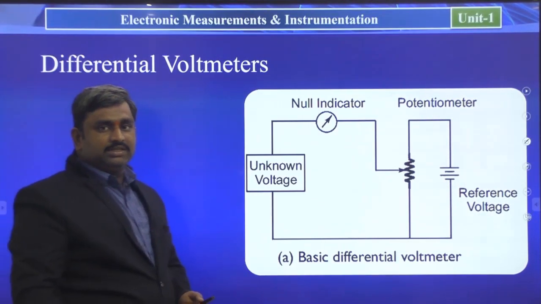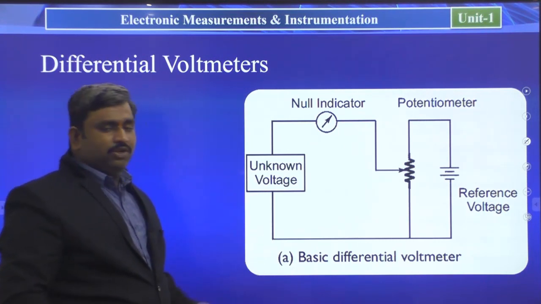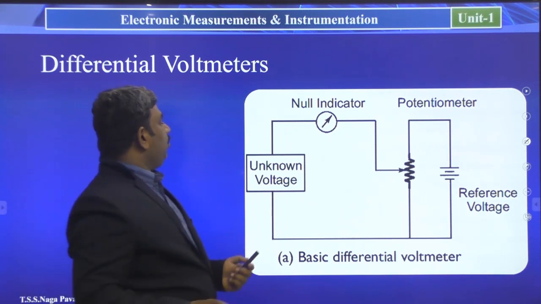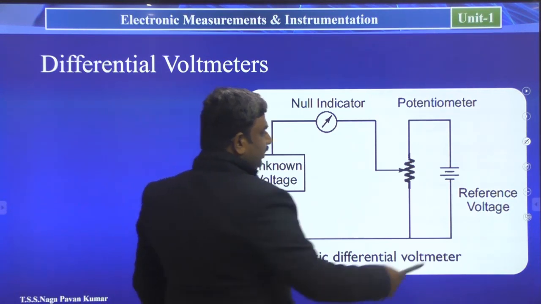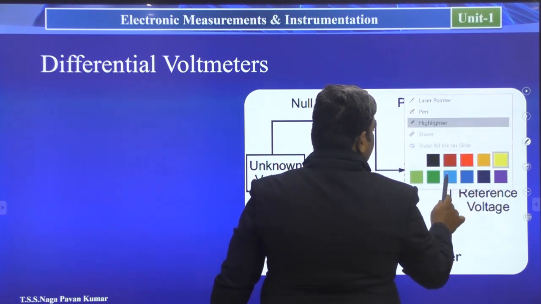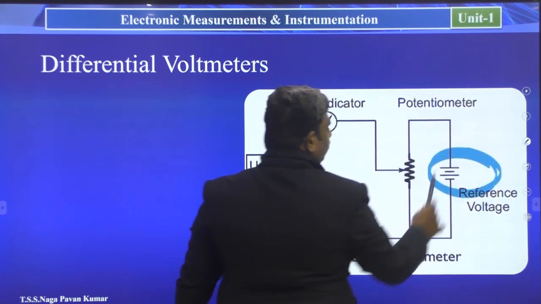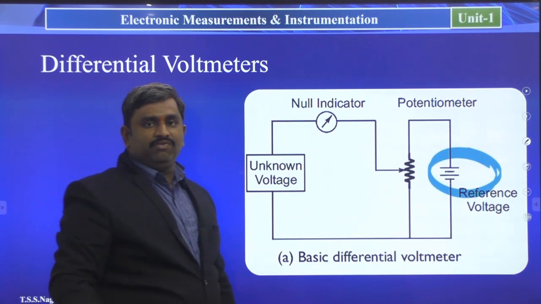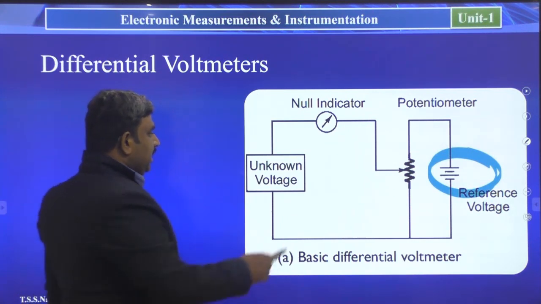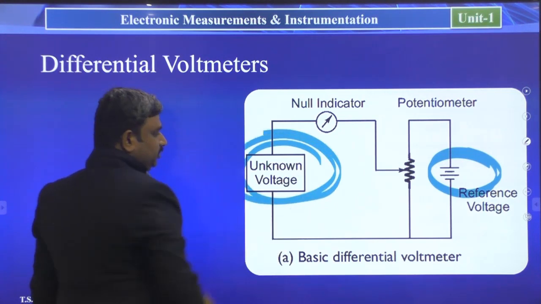Let us see the circuit diagram of the differential voltmeter. In this differential voltmeter, this is a known power supply, which we are using for reference purposes. And this is the unknown voltage.